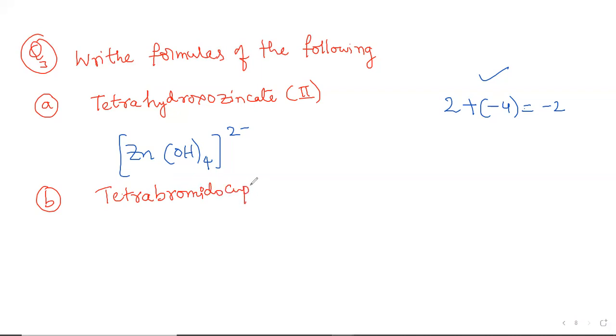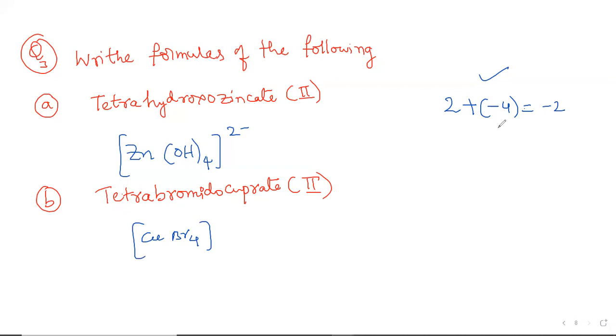Tetrabromidocuprate(II). So no doubt at all, from the above example, it is very clear. The central metal is Cu and the ligands are bromine ligands. There are 4 ligands and no other central metal.